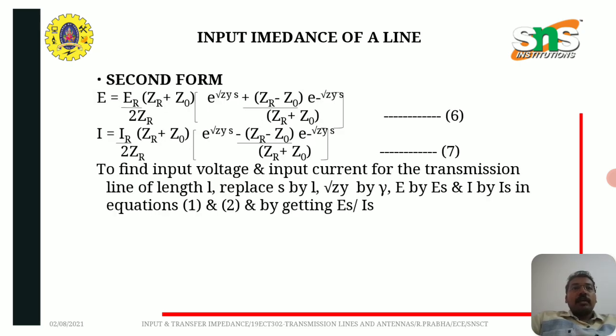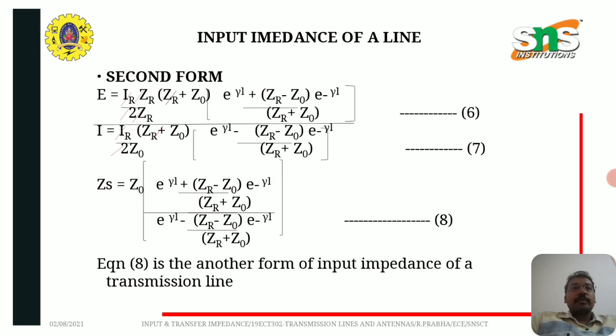The second form is to find input voltage and input current for the transmission line of length L. Replace the s value by L, root ZY by gamma, E by Es and I by Is in equations 1 and 2, and by getting Es by Is, we can get Zs equal to Z0 into e power gamma L plus Zr minus Z0 divided by Zr plus Z0 e power minus gamma L, divided by e power gamma L minus Zr minus Z0 divided by Zr plus Z0 e power minus gamma L. Equation 8 is another form of input impedance of a transmission line.